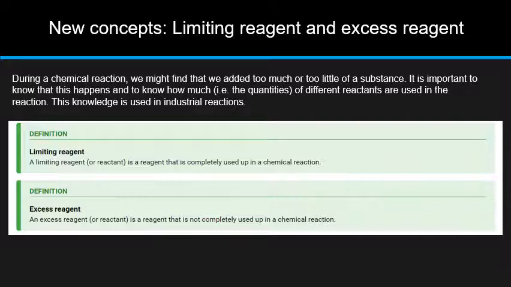So the 2 definitions I want you to have a look at, and I want you to write them down, is the limiting reagent, which is the reagent that is completely used up in a chemical reaction. So this is the thing that gets finished first and usually stops. It actually gets the chemical reaction to equilibrium. It's the reagent that causes the equilibrium because it runs out first. Then there's the excess reagents. This is the reagent that is not completely used up in a chemical reaction.